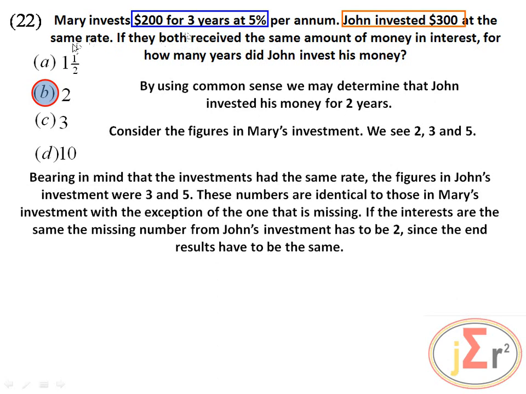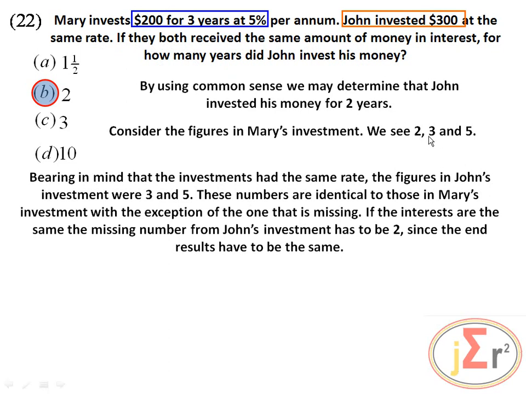And do not forget that the rates are the same. So we have a 5 in Mary's. We will have a 5 in John's. So the 3 and 5 are common. If they are equal, then the other number in John's investment would have been the 2, which is the only one that would have been missing in order that the two could be equal.